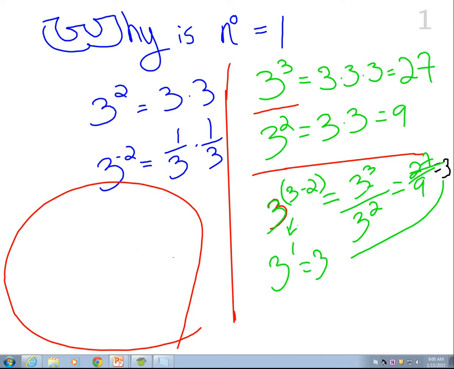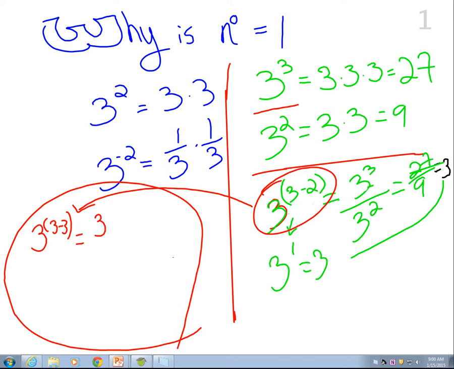So, with this in mind, I'm going to have 3 to the third minus 3. Okay? With that in mind, it is 3 to the third over 3 to the third.